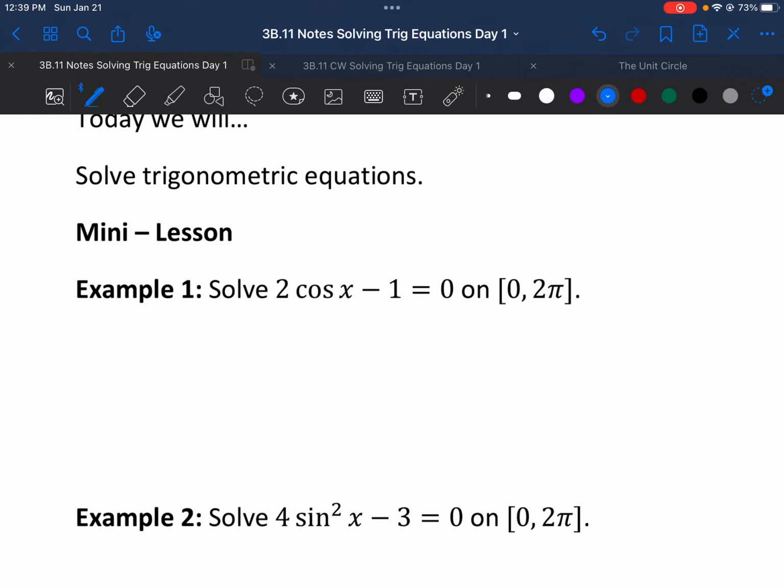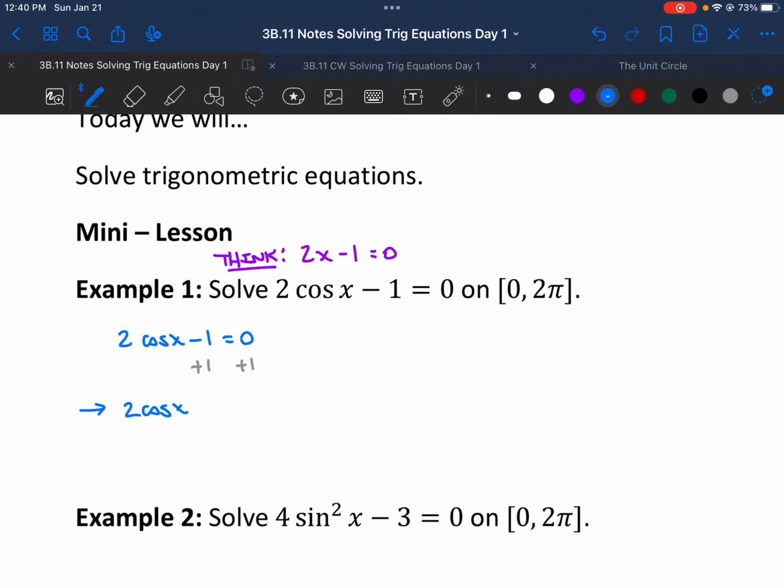You can almost think of it like this. Think of this as solving 2x minus 1 equals 0. Instead of thinking cosine x, think of cosine x as the variable we're trying to isolate. So we want to isolate this cosine. Well, if we're going to do that, we have 2 cosine x minus 1 equals 0. Let's go ahead and add 1 to both sides.